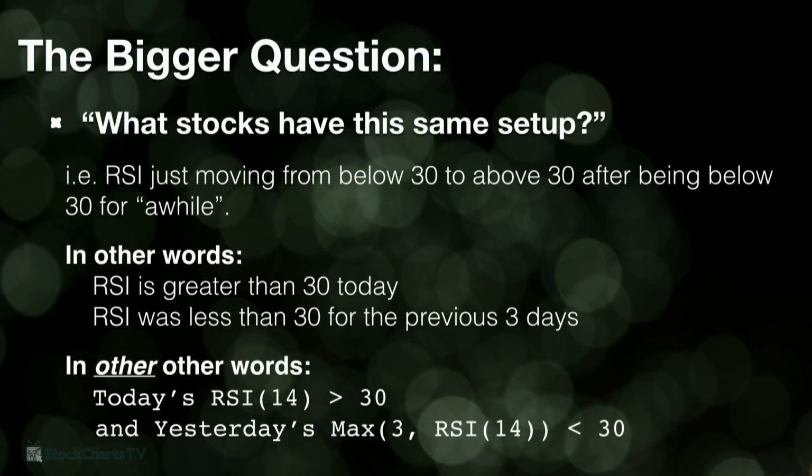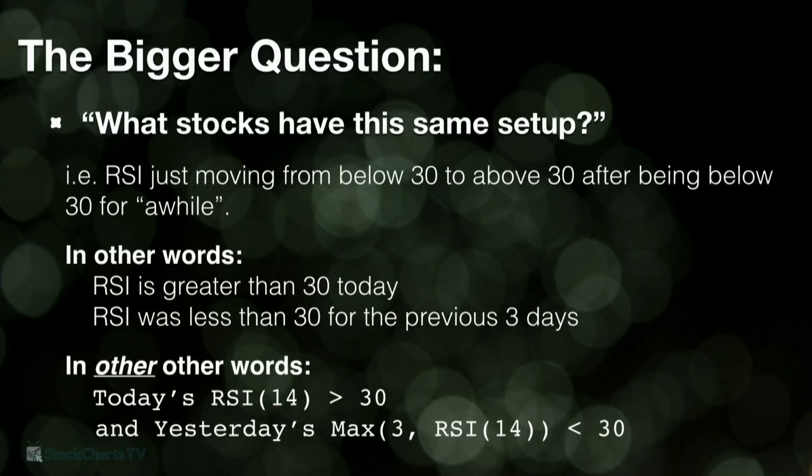So in other words, look at the previous 3 days, starting yesterday and going the day before and the day before that. Get the RSI values from each of those 3 days, find the largest RSI value of those 3 days. And if the largest RSI value of those 3 days is still below 30, that means that the RSI itself has been below 30 for all 3 of those days. And that's exactly what we're looking for.